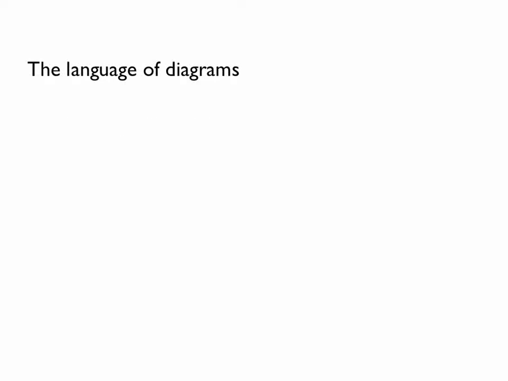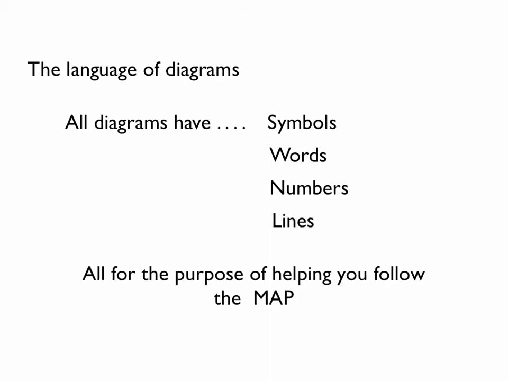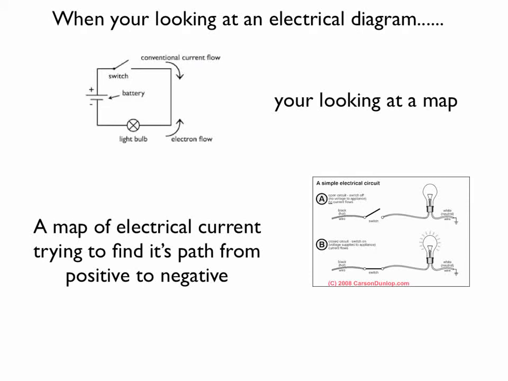The language of diagrams always includes symbols, words, numbers, and lines. All of this is on there, and it's all for the purpose of helping us follow the map. We're going to talk more about symbols as we go along in each of these sessions. But when you're looking at an electrical diagram, remember, you're looking at a map. Not a street map, but a map of electrical current trying to find its path from positive to negative.